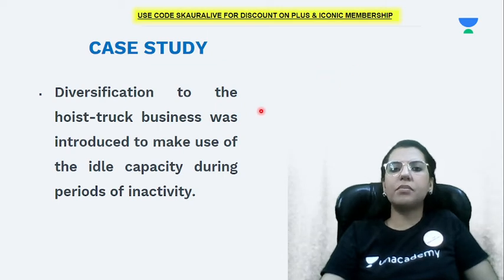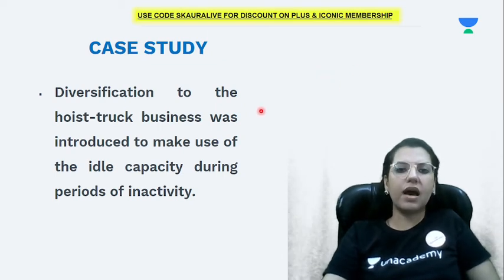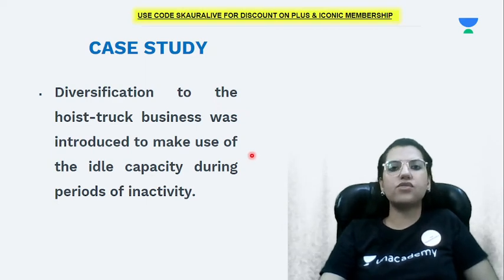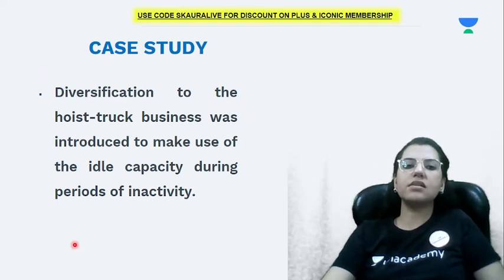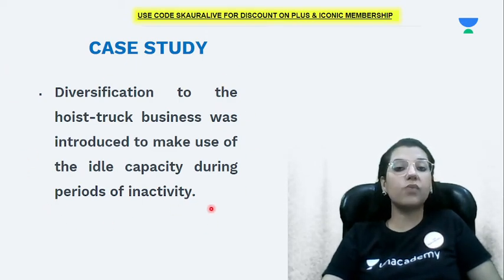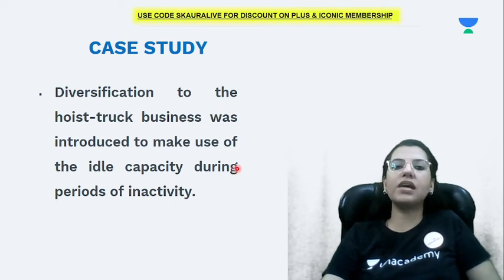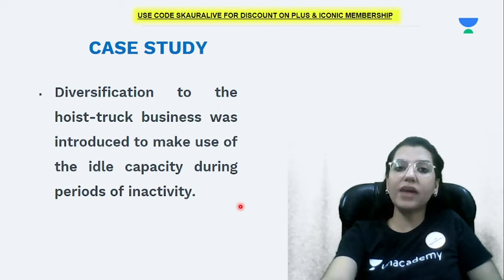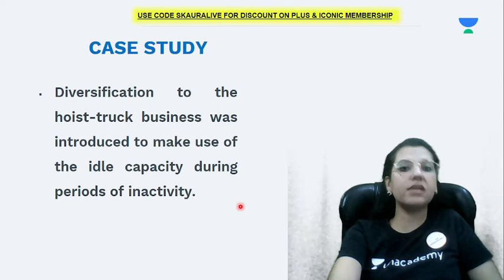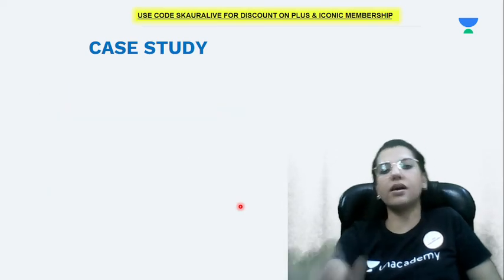They don't buy it so frequently. Then option number 3, identification of the issue. Point number 3, diversification of the hoist truck business was introduced. Why did you do it? Actually, you did it because you wanted to make use of the idle capacity during the periods of inactivity. That's why you diversified from the car brake pad segment to the brake pad segment of hoist truck.